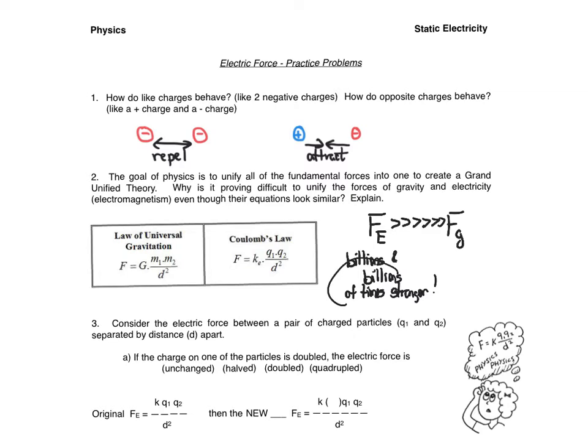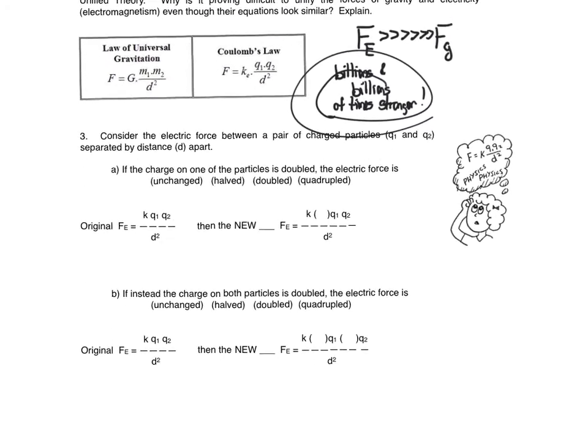And that difference in strength is why it's proving very difficult to unify the electric force and the force of gravity. Okay, let's take a better look at Coulomb's law here. And try some problems here out. So we want to use Coulomb's law as a guide to our thinking and make some changes here, right? So if the charge on one of the particles is doubled, what happens to the electric force?